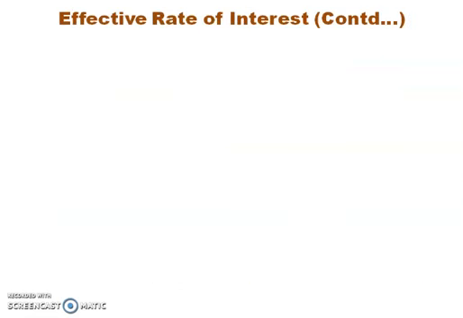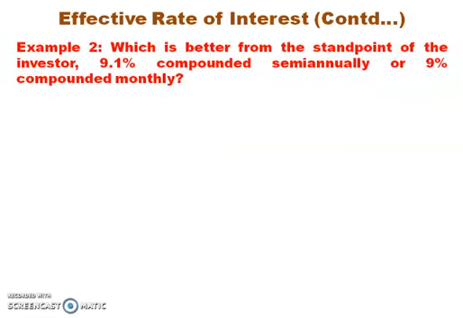Now let us take another example. Which is better from the standpoint of investor: 9.1% compounded semi-annually or 9% compounded monthly? Here you have two investment options with different nominal rate of interest and different compounding periods. So you need to compute effective rate of interest for both these investment options and select the one which gives you higher effective rate of interest.